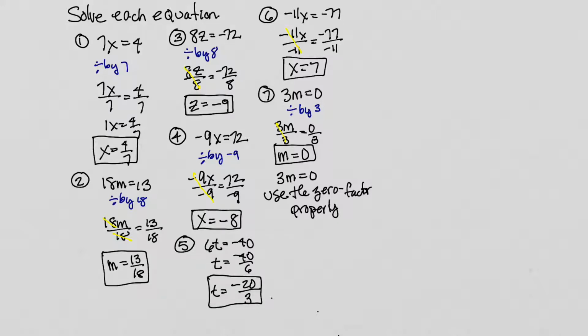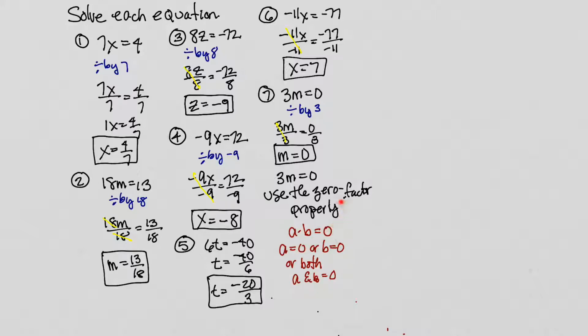Now, a factor is part of a multiplication. And the zero factor property says this. If you have a multiplication like a number a times a number b and it equals 0, then here's what has to happen. a has to be 0, or b has to be 0, or both. Right? So if you multiply two numbers together and you get 0, one of them has to be 0.